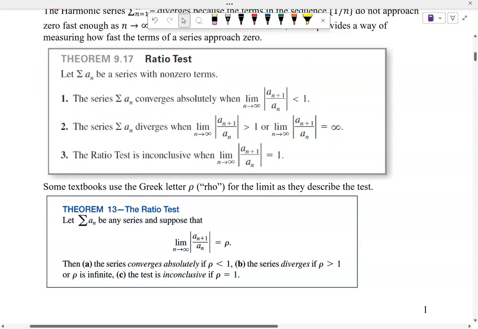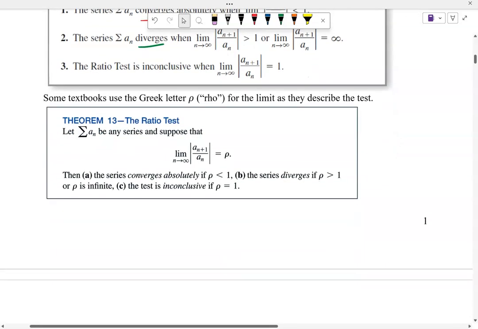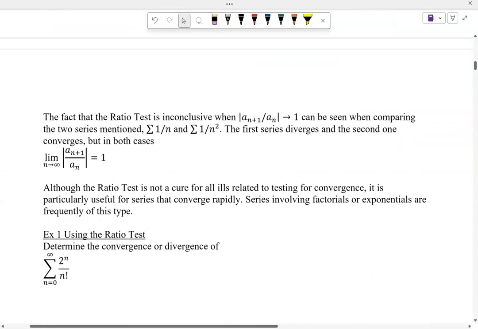So here's our ratio test, right? What we're going to do is take the next term over the nth term, and see if it's less than 1, it converges absolutely. If it's greater than 1 or shoots to infinity, then it's going to diverge. And then it'll be inconclusive if that ratio is equal to 1. So that's our test. And just FYI, some textbooks will call that value rho. And then they'll just say if rho is less than 1, converges, greater than 1, diverges, and so on. Okay?